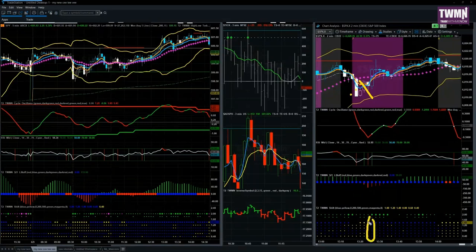All blue dots. See how it's mishmash here? Wait for them to all go blue. Wait for the RSI to get above the center line. Wait for the cycle indicator to shift and turn green. That's your entry right there. Boom, boom, boom, boom.